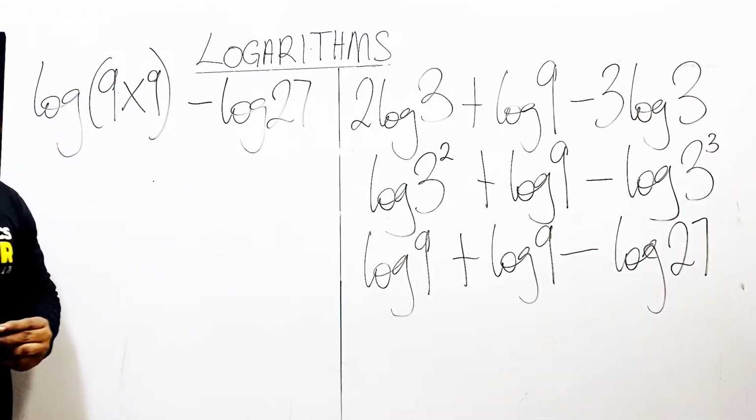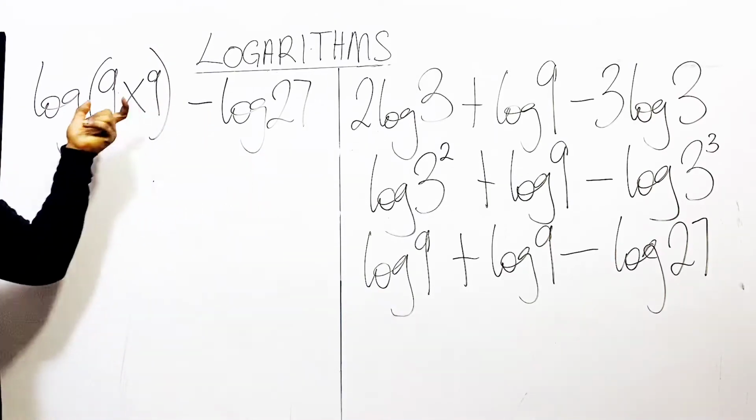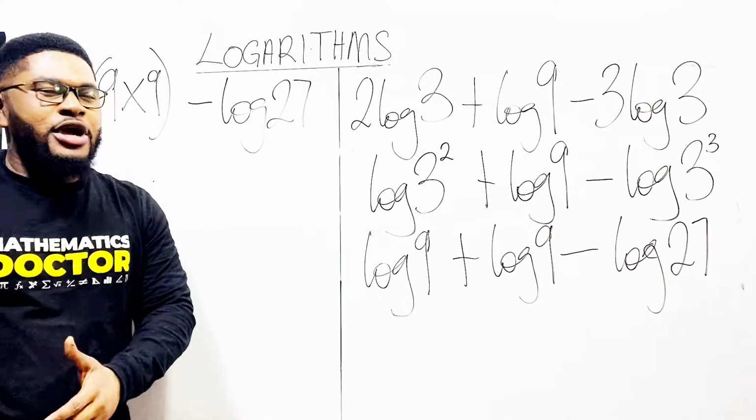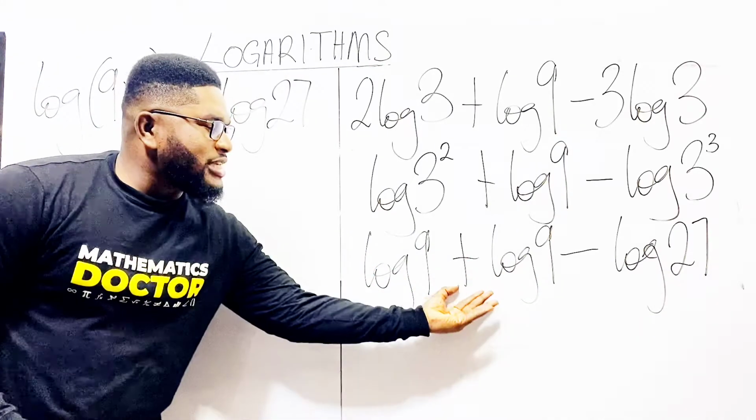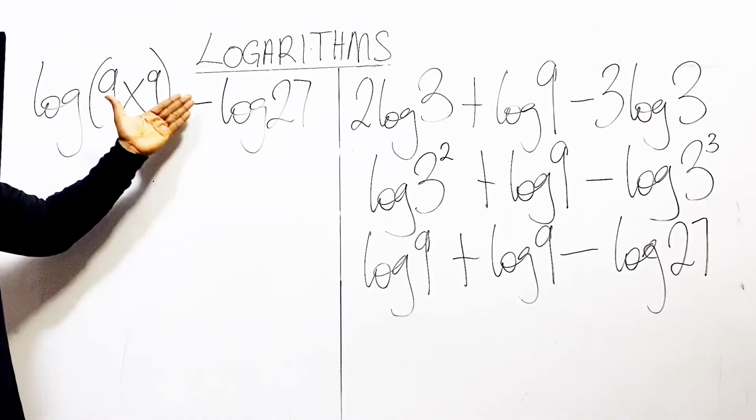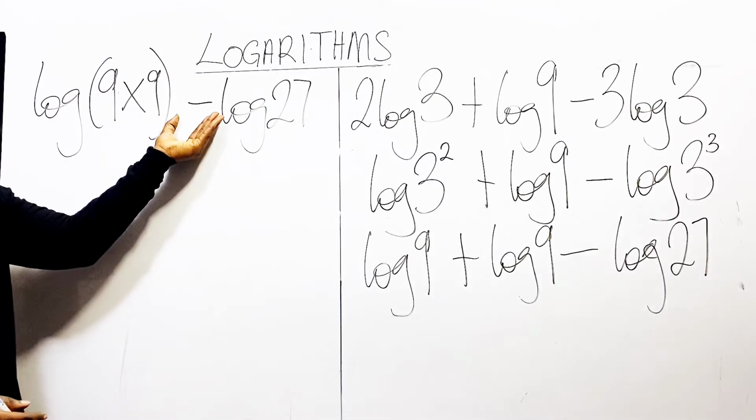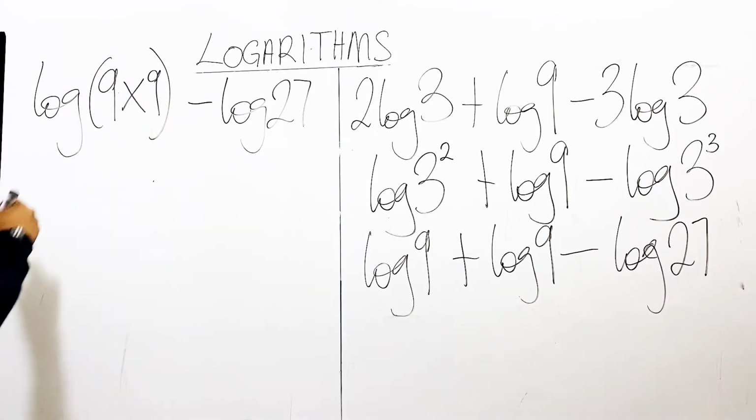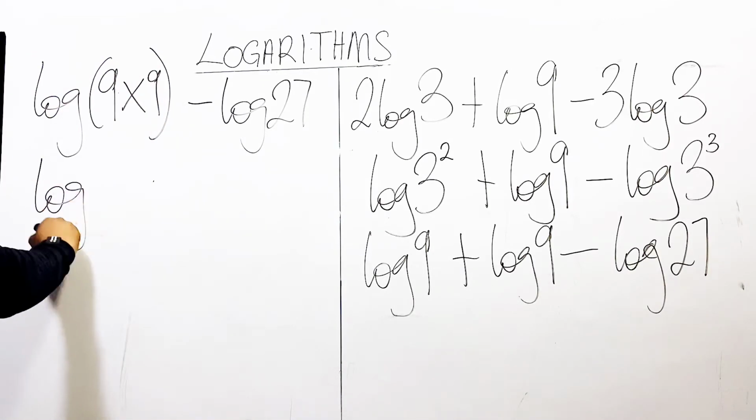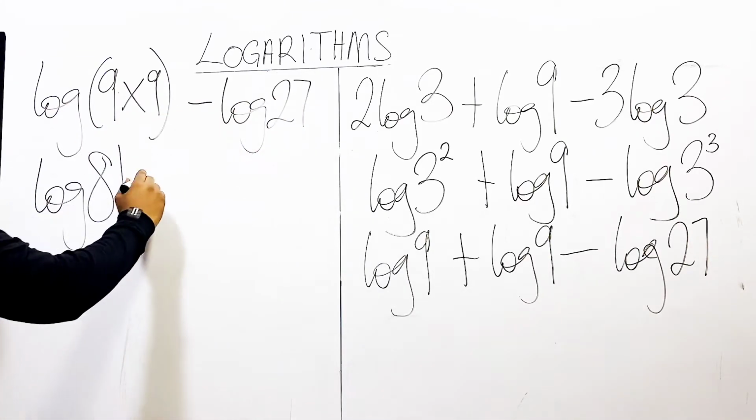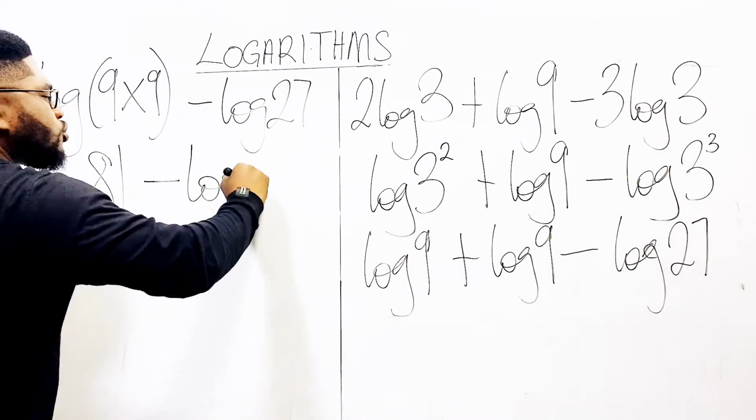So many students will prefer to do it instantly by dividing. But as I said, I want to go gradually and step by step. So I apply the first law because I saw the first sign as addition. Then when I'm done simplifying it, I'll move to apply the second law because I've seen a subtraction. So let's simplify this side of the log. 9 times 9 is 81. So I get log 81. The base will not come because it's still base 10. Then I'll repeat the next log, which is minus log 27.